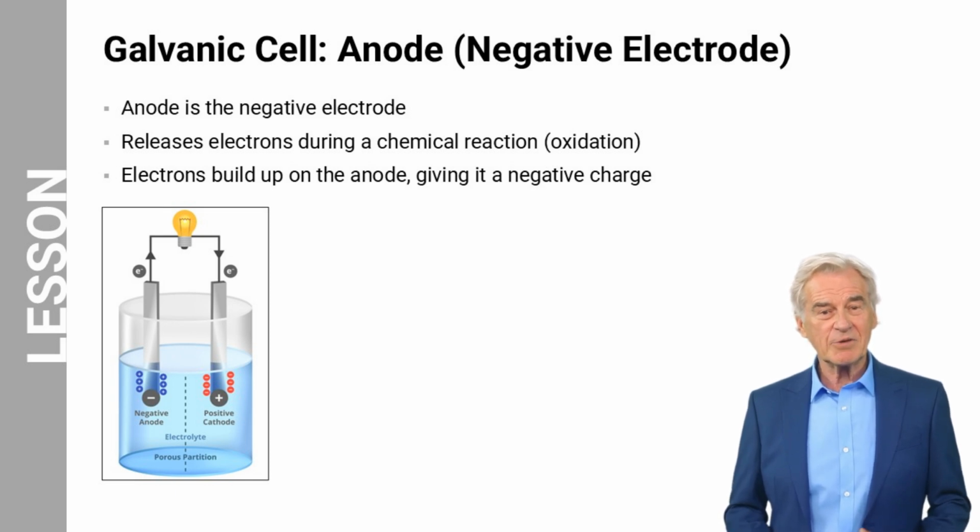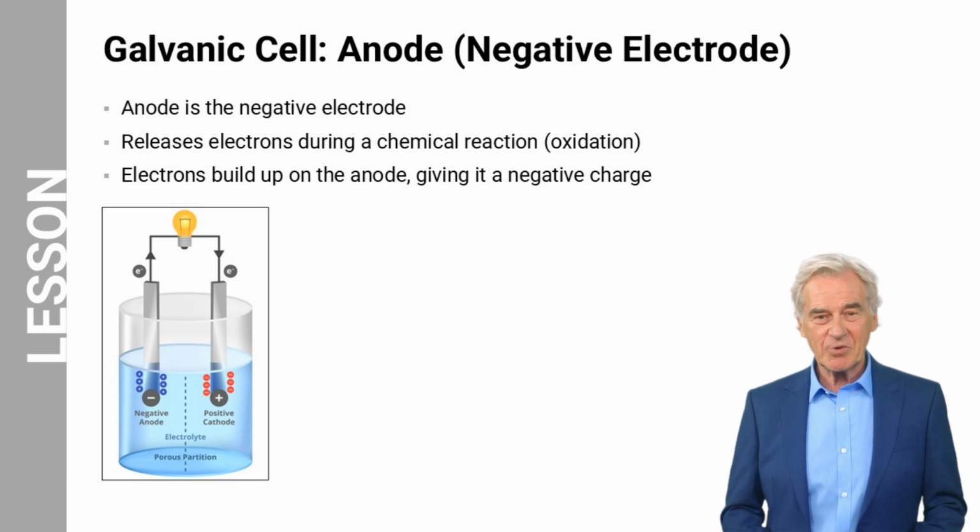When the anode loses electrons, those electrons don't just disappear. Instead, they pile up on the anode itself. Since electrons have a negative charge, this buildup makes the anode negatively charged. The anode wants to get rid of these extra electrons, which is important for making electricity flow.